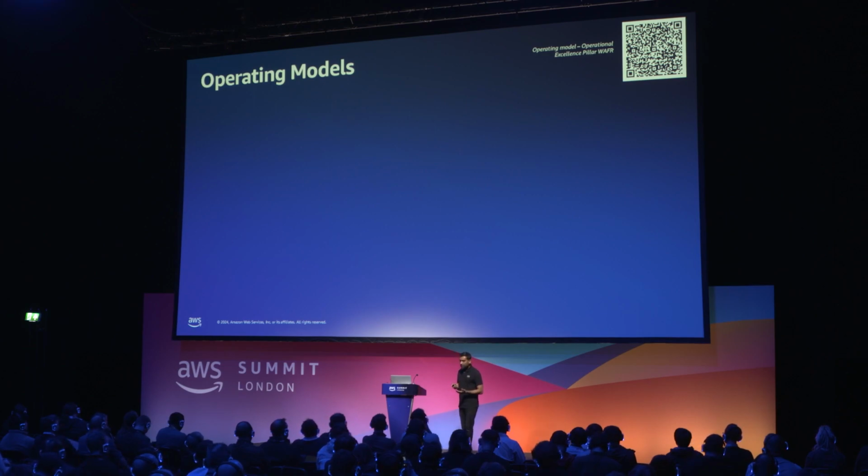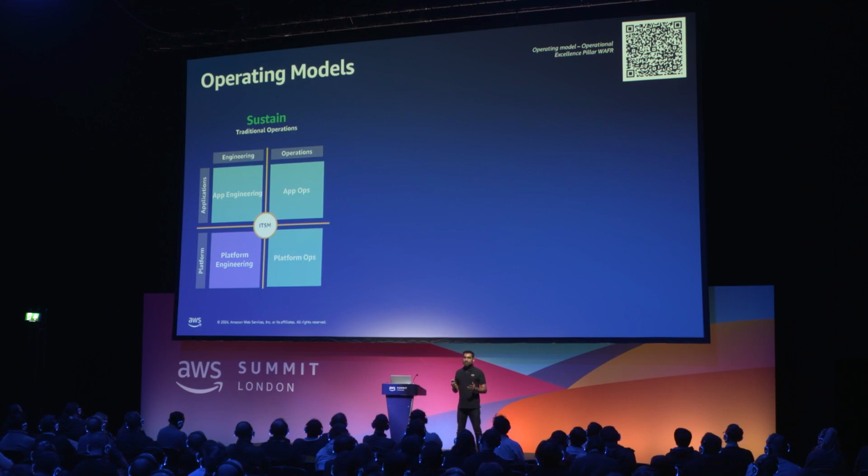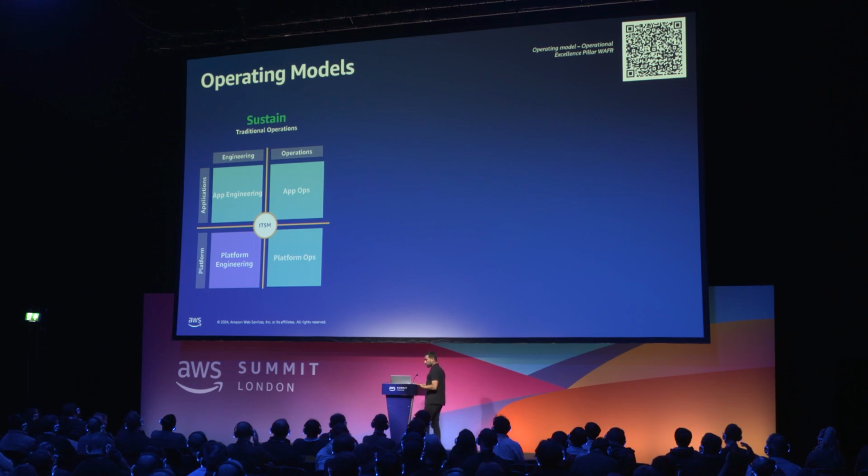So let's start with the first operating model, which is the sustained operating model. This is also called the traditional operating model or centralized operating model. In this operating model, we have separate teams for application engineering and operations and separate teams for platform engineering and operations. Here, platform engineering could be an evolution of the infrastructure engineering team on your on-premises, for instance, hypervisor teams, storage teams, networking teams, to name a few. So this model is quite useful if you are doing a lift and shift on AWS Cloud. If you are moving to the AWS Cloud and you want to evolve your operating model, this could be a first starting point.